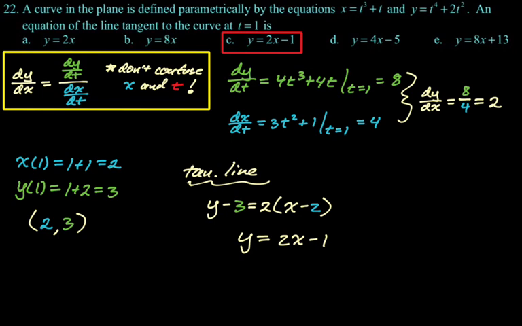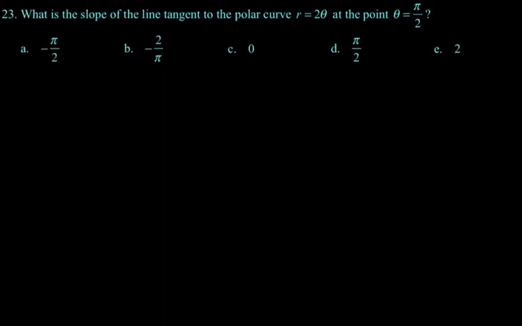All right. Another problem. We've got 2 more in this video, and then I'll be back in another to do more. What is the slope of the line tangent to the polar curve r equals 2 theta at the point theta equals pi over 2? So this is not dr d theta, because this is the slope of the line tangent. The slope of a line tangent to anything will be dy dx. It's up to us to remember how to find that.